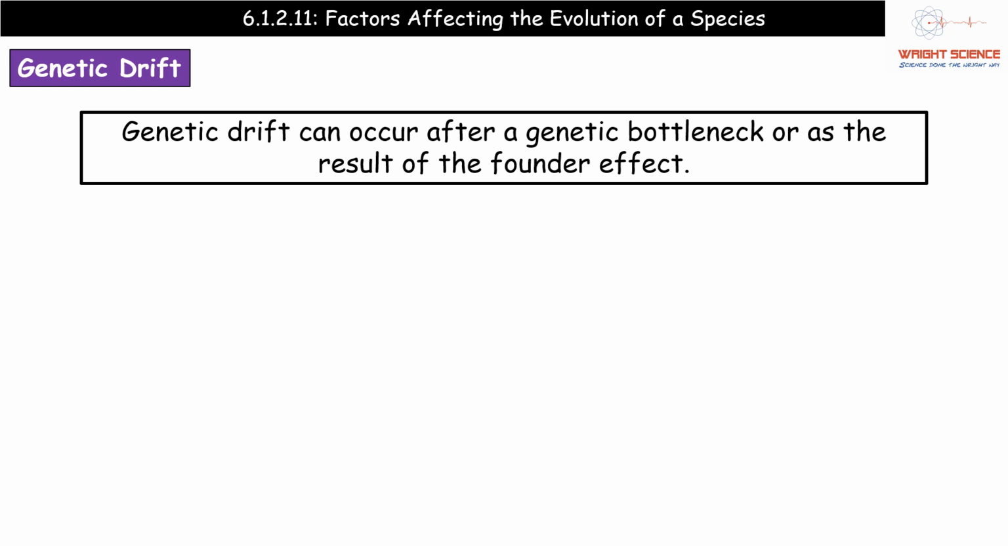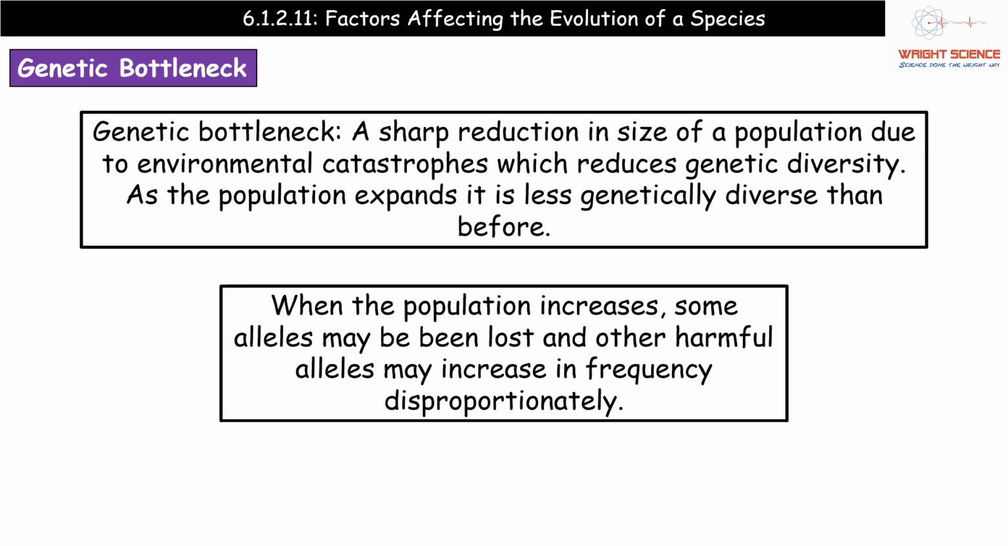And when we think about what causes genetic drift, we could have this as either a genetic bottleneck or as the result of the founder effect. So when we're talking about the genetic bottleneck, this is where we have a sharp reduction in the size of a population as the result of some kind of environmental catastrophe. Think of things like a volcanic eruption or something that wipes out huge numbers of our population, just like that. At that point, we've reduced the genetic diversity, and then when it expands again, lower genetic diversity exists within the whole population.